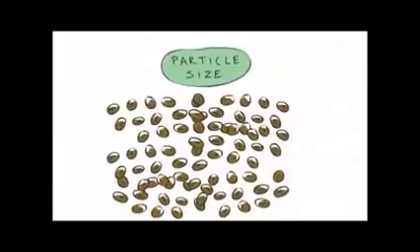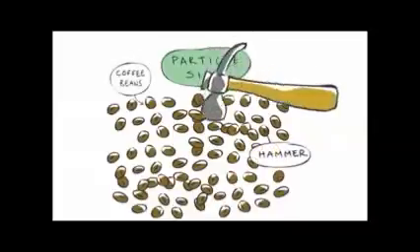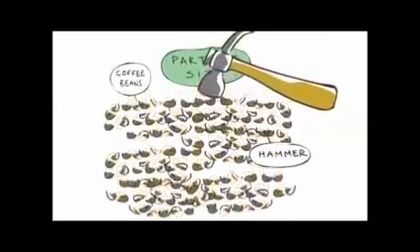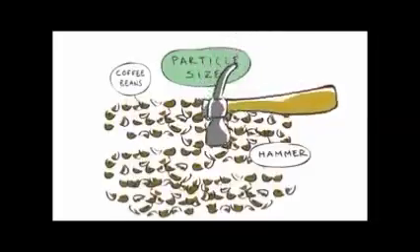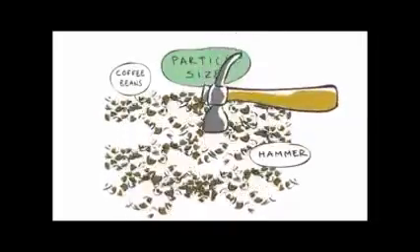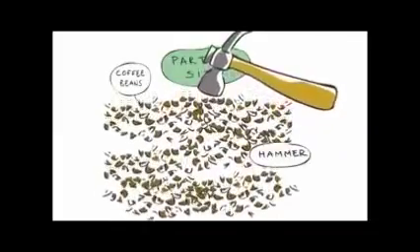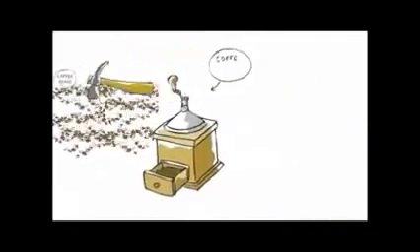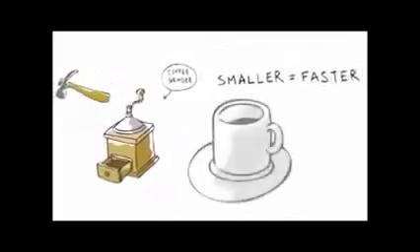Next on the list is particle size. If a solid reactant is broken into pieces, there's more surface area, so more particles are exposed to the other reactants. As a result, there's a greater chance of a collision, so the rate of reaction increases. Even better is grinding them up into a powder. That really speeds things up. Double espresso, please.